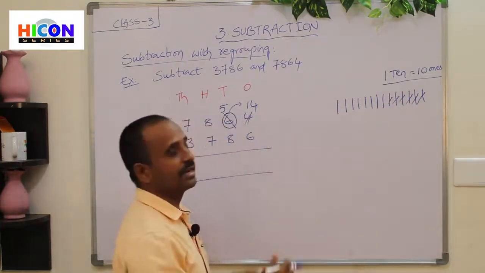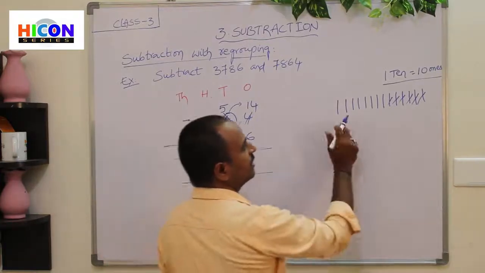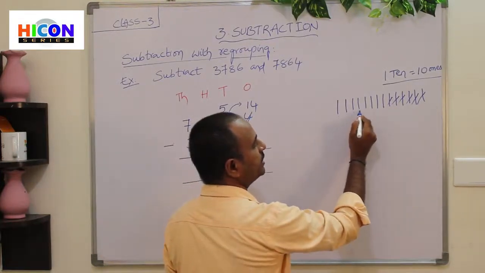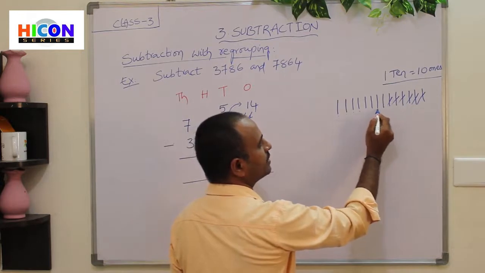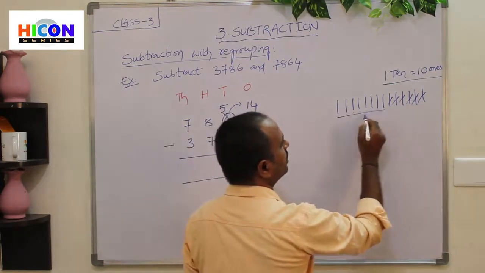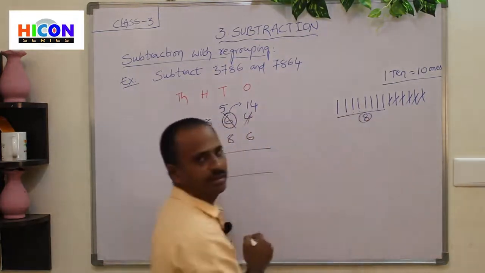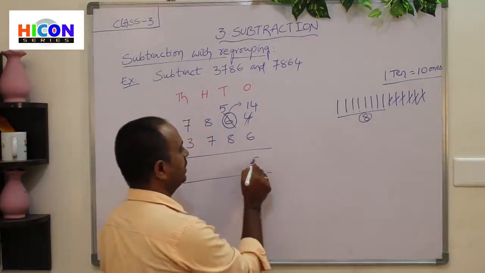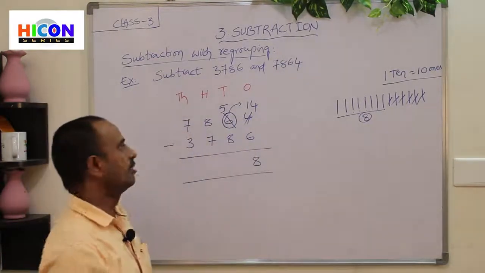So children, count the remaining lines. So how many are there? 1, 2, 3, 4, 5, 6, 7, 8. So children, there are 8 lines remaining. So now write 8 under ones place. Now go to tens place.